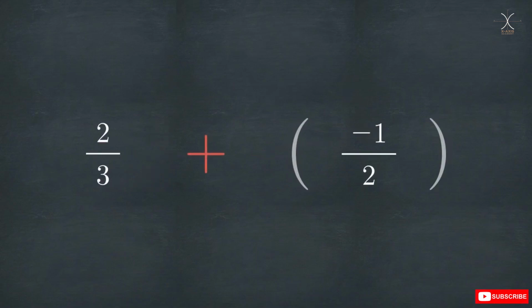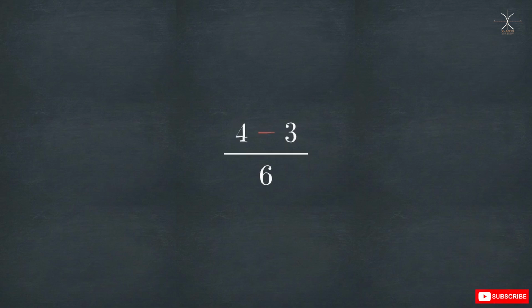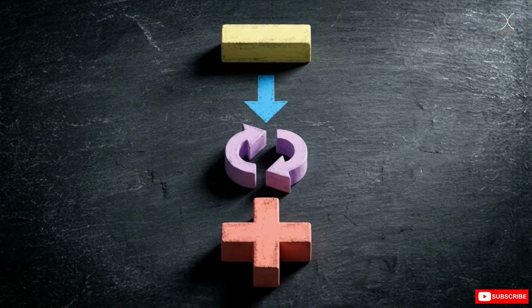Watch this transformation. The equation 2/3 minus 1/2 becomes 2/3 plus -1/2. Following our addition steps, we scale both fractions to the LCM of 6, getting 4/6 plus -3/6. We combine numerators to reach 1/6. Subtraction relies on the identical denominator scaling logic as addition. Once converted to its inverse, you simply follow the standard addition rules.